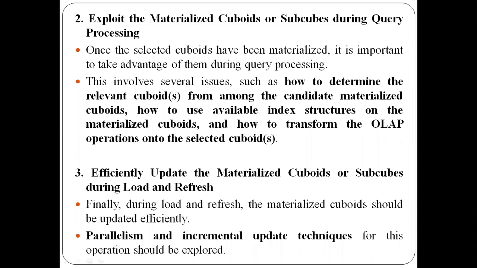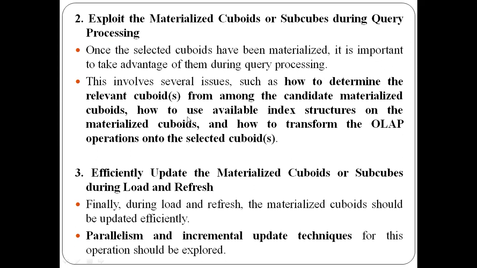Now see here, if you have, for example, 10 cuboids, out of the 10 cuboids you need to choose one for your query processing. Obviously you will not use all of the 10 cuboids. You need to determine the relevant cuboid among the materialized cuboids. This is the issue to consider whenever you want to efficiently process your query. Out of the available cuboids, which is the relevant cuboid that is going to give me my result? That is the first thing: we need to determine the relevant cuboid from among the candidate materialized cuboids.